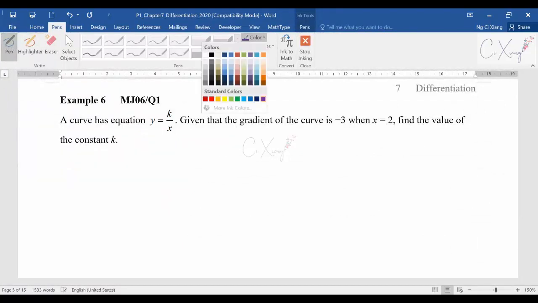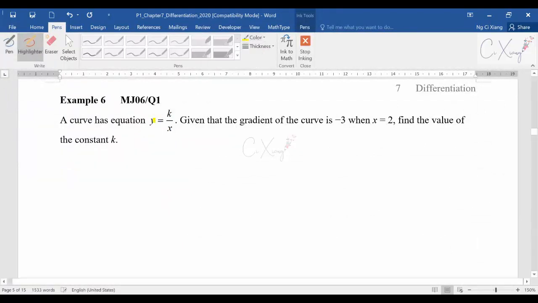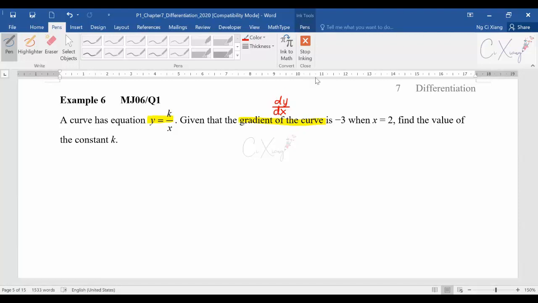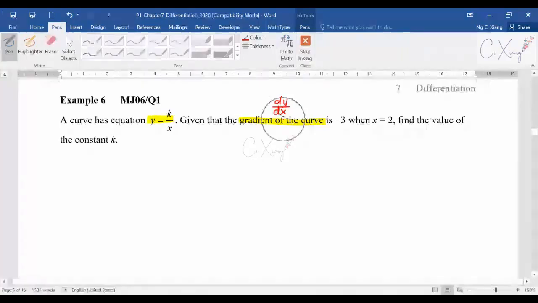For this example 6, they give you a curve with this equation, and then they say given that the gradient of the curve is -3. When you see the words gradient of the curve, please always try to link it with dy/dx. So gradient of the curve, the symbol is dy/dx, equals -3. For this question, when x equals 2, find the value of the constant k. In this question, the information given is about dy/dx, therefore try to get the dy/dx first.